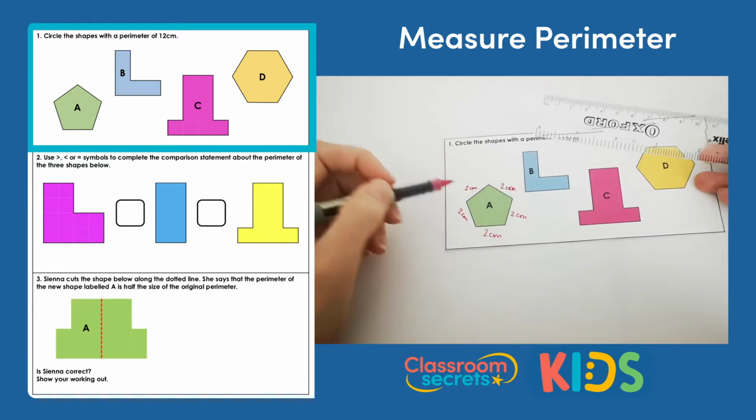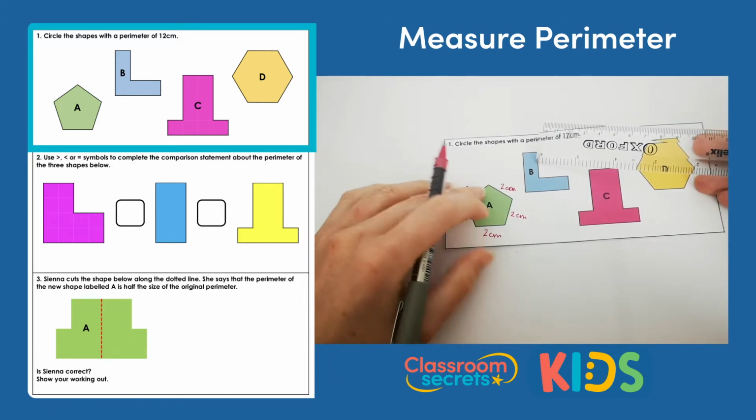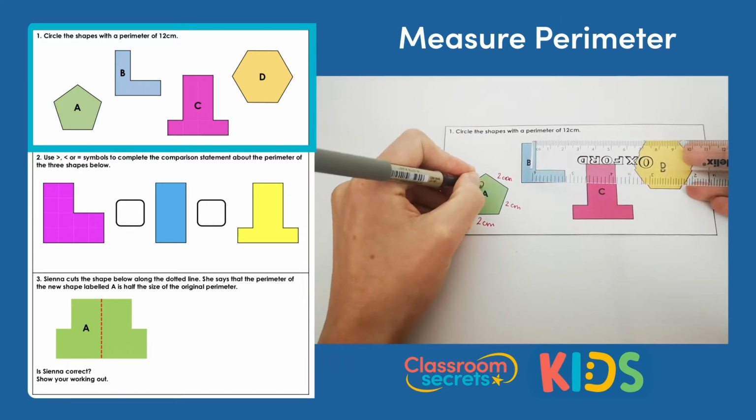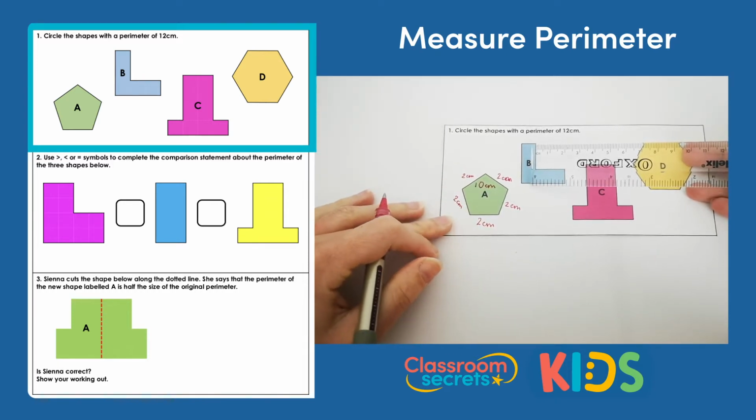So what we need to do now is add them all up. Or because they're all the same and there's 5 sides on a pentagon, we can do 2 times 5. 2 times 5 is 10. So the perimeter of shape A is 10 centimetres. So we don't need to circle it.